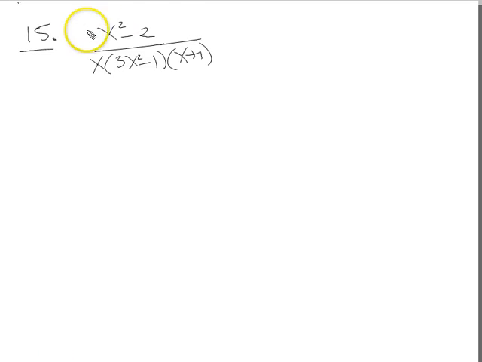Right, let's have a go at 15 then. We've got x squared minus 2 on top. There's a linear factor, there's a quadratic factor, and there's a linear factor. So it should be fairly straightforward, shouldn't it?